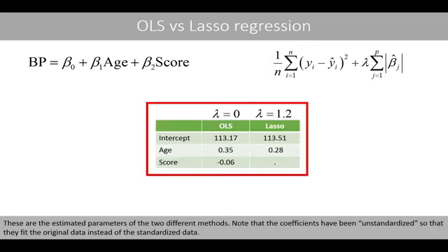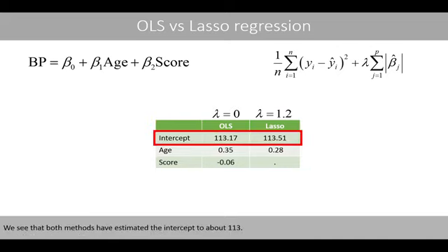These are the estimated parameters of the two different methods. Note that the coefficients have been unstandardized, so that they fit the original data instead of the standardized data. We see that both methods have estimated the intercept to about 113.